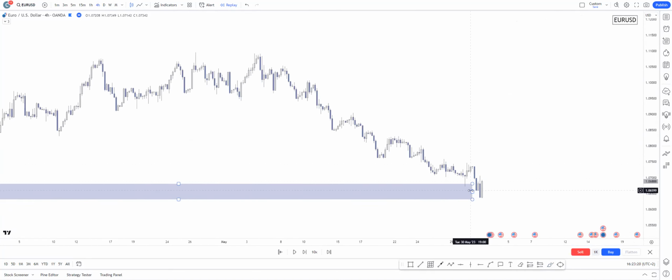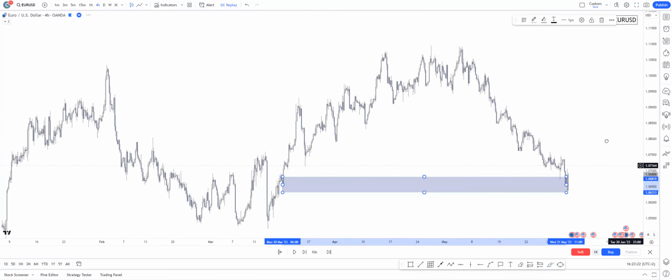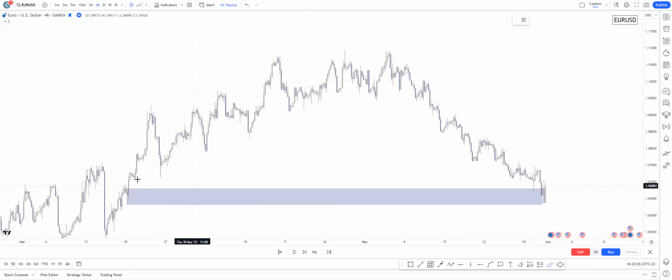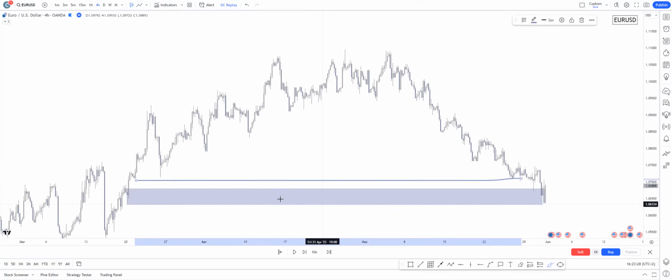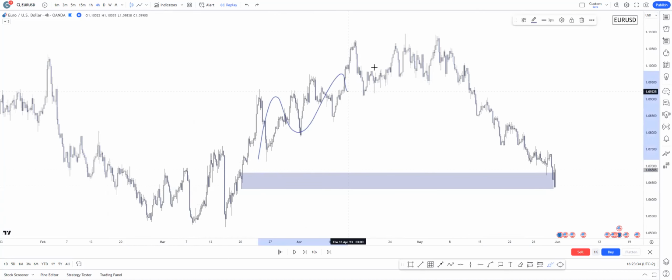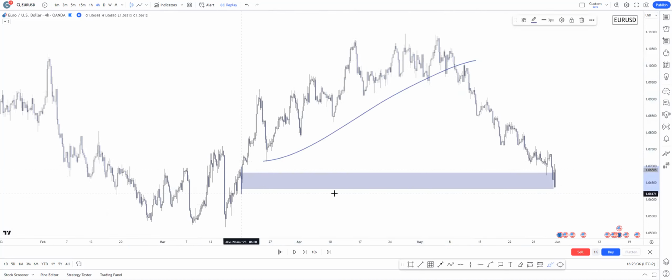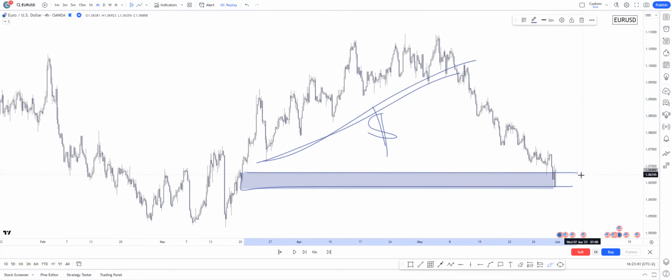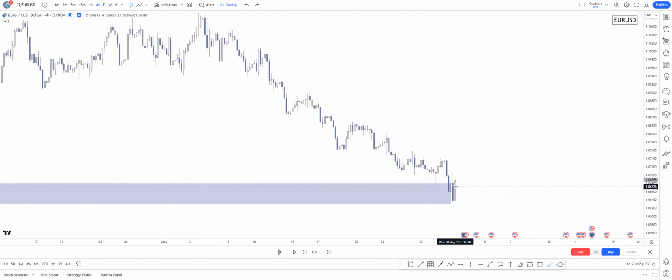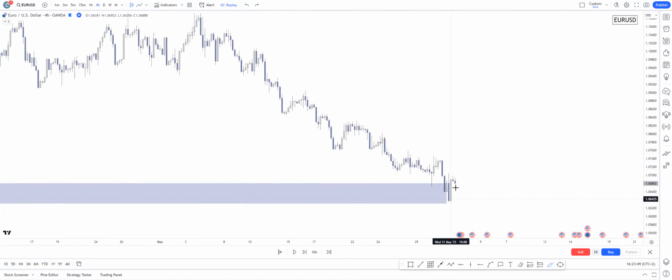And you can see that a full zone mitigation on this zone happened. But if you take a look at this region, there was an insane amount of liquidity built up above this zone. Also, this whole movement right here was built up for this daily demand area, and this huge liquidity pool has been swept into this 4-hour daily demand area, and price has just reacted on it really nicely.